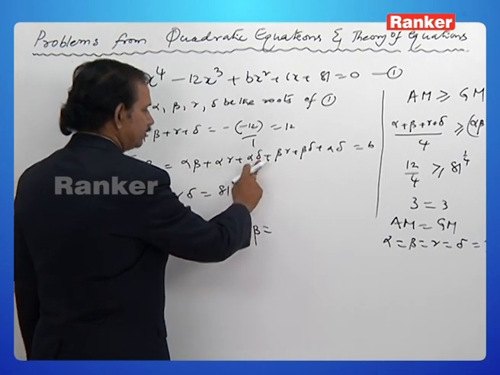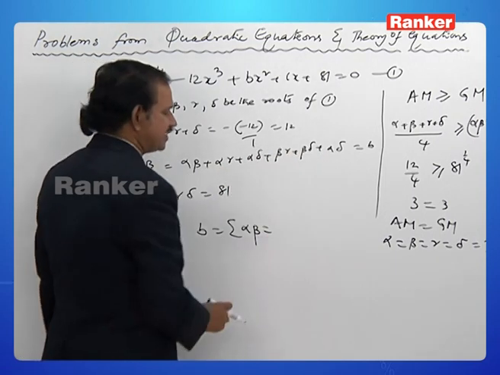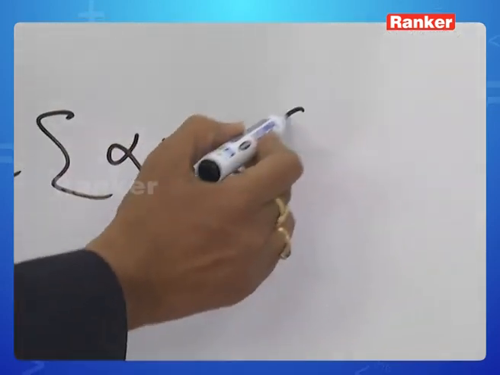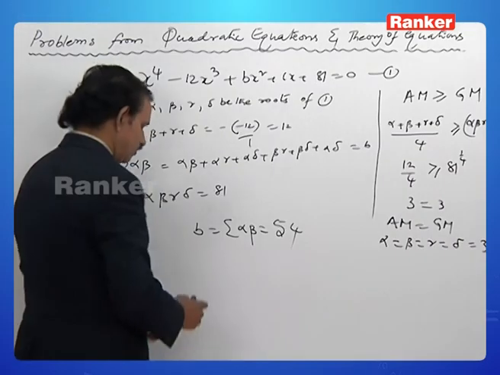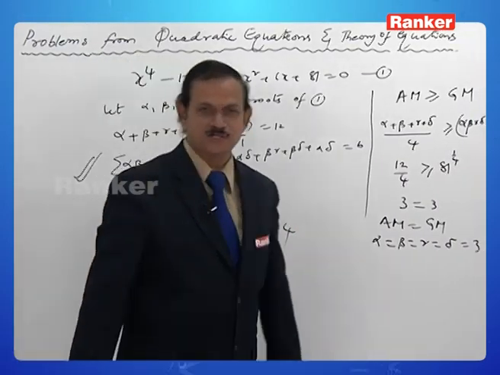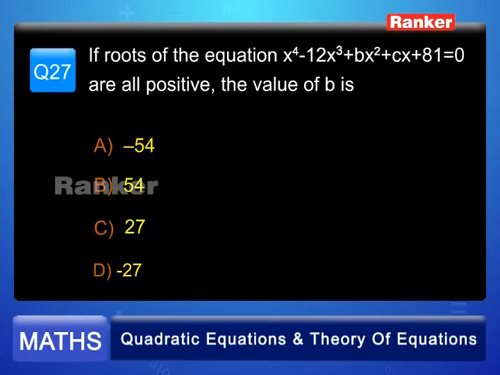3 into 3, 3 into 3, 3 into 3. How many times? 6 times. 6 nines are 54. What is the right answer? 54 is the right answer. Is it available in the options? It is available in the second option. That is, option B is the right option for this question.